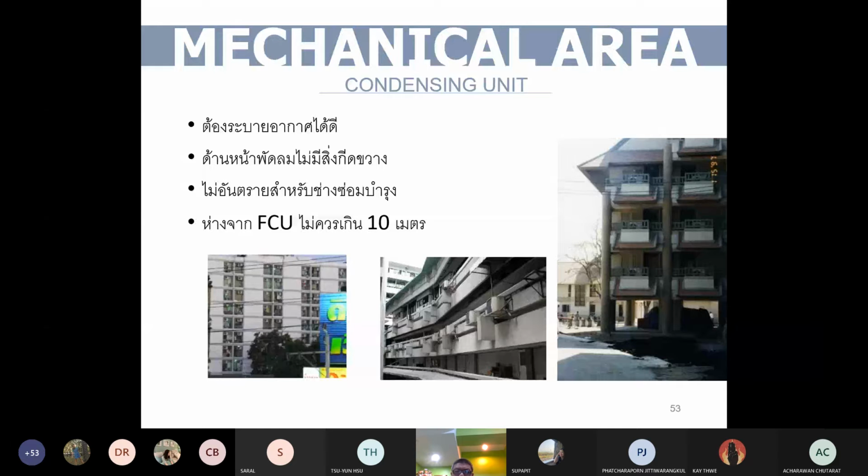So when you design the split type for the high-rise building, you have to be careful, especially with the condensing unit. You have to identify for sure that the place where you put the condensing unit has no block or any windy places which can block the ventilation of the condensing unit.